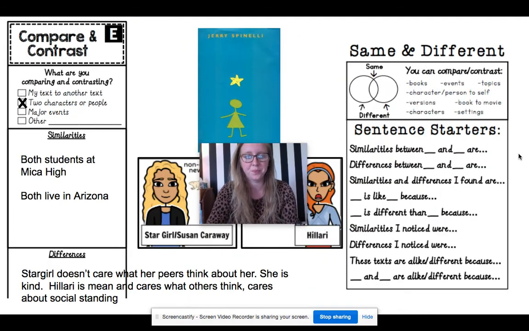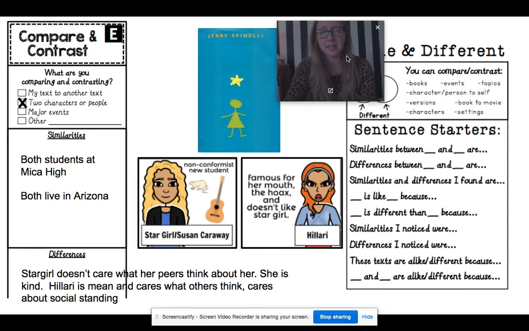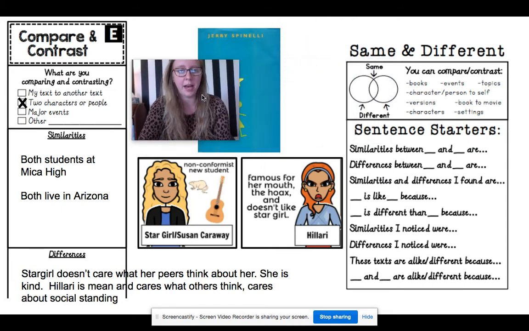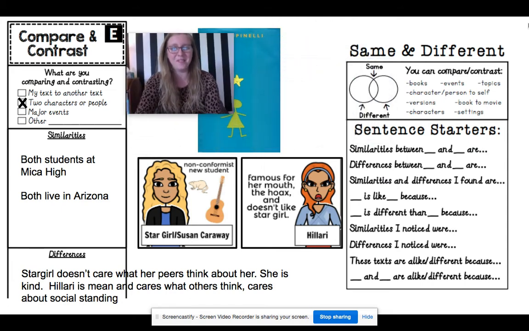Here we go. I know I say this in every video about how good the book is, but if you did not read Stargirl last year, depending on your language arts teacher, you have to read it now. It's so good. It's a great book. So if you need some more convincing, come see me. I'm going to use Stargirl as my example. I'll talk about the two characters I'm going to compare and contrast, but let's talk about that really quick.